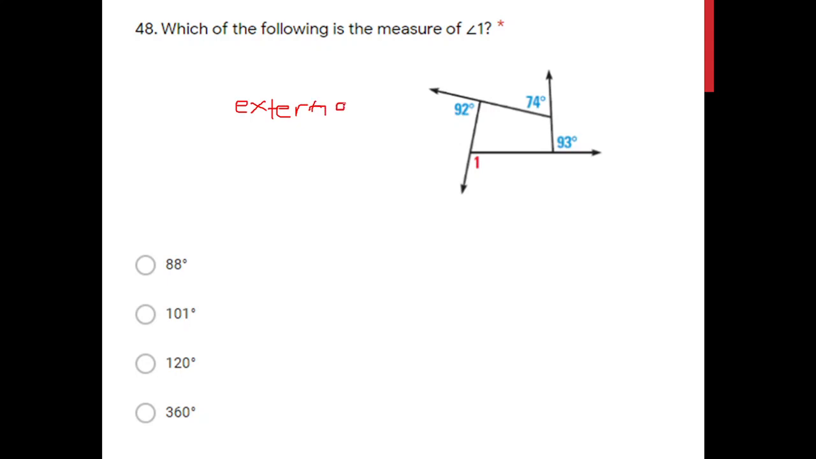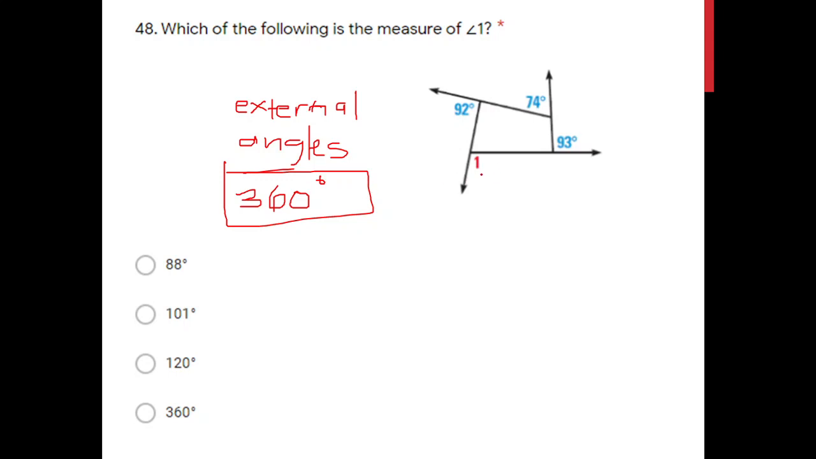Okay? Now, external angles add up to 360 degrees always. Okay? Now, how do we solve for this one? Simply subtract all the given angles, and then what's left with the 360 would be your angle 1. So let's do it. So that would be 360 minus 92 minus 74 minus 93.